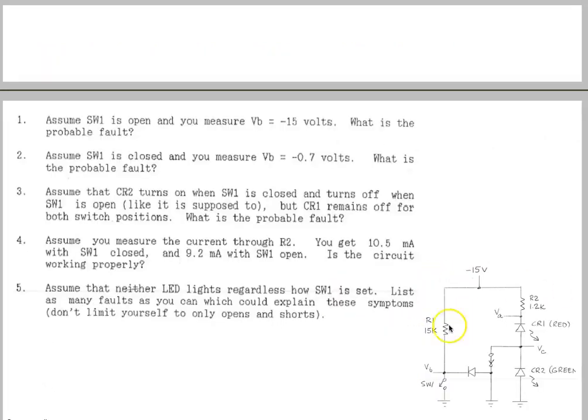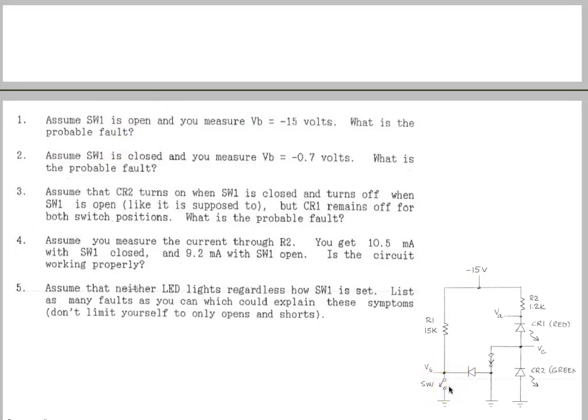Now that you know how the circuit works, it's the same circuit from the previous slide. Here are some troubleshooting questions which you should ask yourself. First, assume the switch is open and you measure VB equal to negative 15 volts. What is the probable fault? You should think about it: if your VB is negative 15 volts and your switch is open, what is the probable fault?